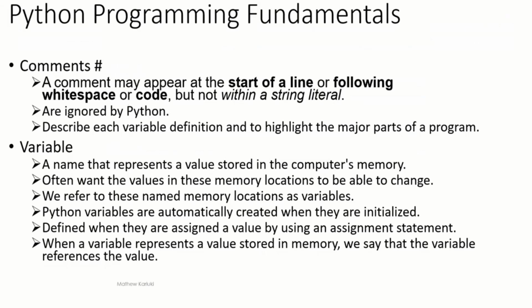Another fundamental for Python, just like other programming languages, is that it uses variables. Variables are basically names that represent values stored in the computer memory. The values stored in computer memory are able to change. The variables in Python are automatically created as soon as they are initialized. Normally, the variables are defined when they are assigned a value. When a variable represents a value stored in the memory, we normally say that the variable references the value.